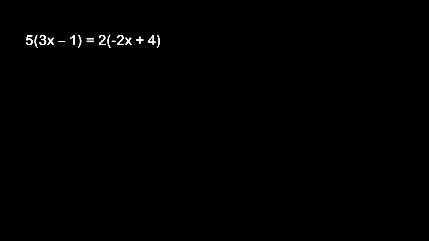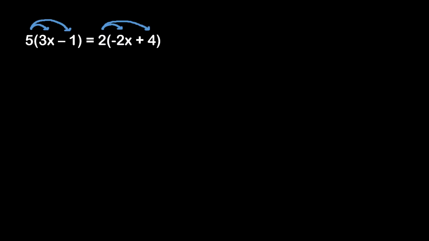In this example we have 5 times 3x minus 1 is equal to 2 times negative 2x plus 4. And we always want to think, what's the first step we want to take? In this case, we want to distribute. On both sides of the equation, we have a whole number multiplied by some expression. And so we want to distribute those whole numbers to each of the terms that they're multiplying by.